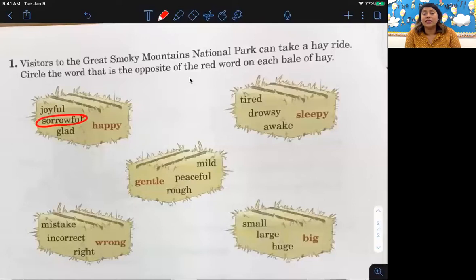Not that one. What about sleepy and awake? Awake is the opposite of sleepy, right? Good job. All right, let's look at the one in the middle. Gentle. Gentle and mild. Kind of the same thing. Gentle and peaceful. Very similar. Gentle and rough. Opposites. Look at the next one down below. Wrong. Wrong and mistake. It's about the same thing. Wrong and incorrect. It's pretty close. Wrong and right. Yes, that's the opposite. And the last one, big. What's the opposite of big? Small. Good job.